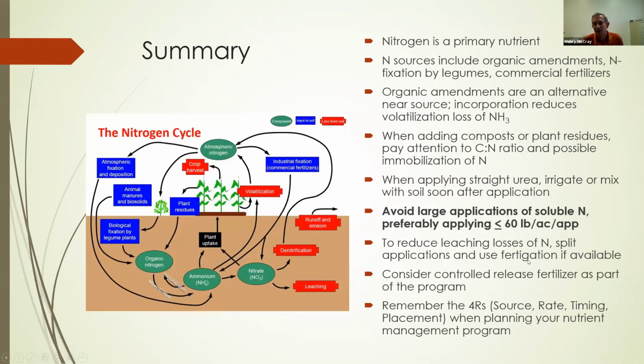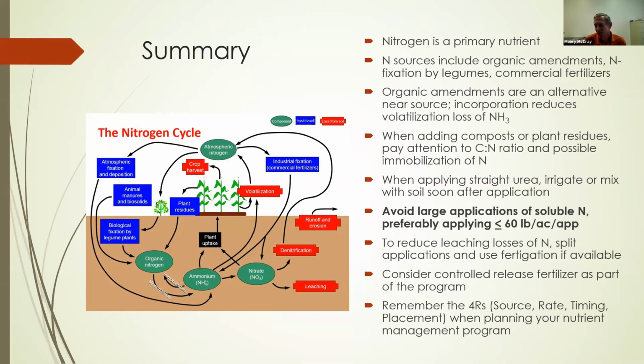So in summary, it's important to remember that nitrogen is a primary nutrient, meaning that it's needed in large amounts by the crop. And so it's important to put it out there and have it available for the crop when it needs it. Nitrogen sources include organic amendments, nitrogen fixation by legumes, and commercial fertilizers. Organic amendments are an alternative, and near the source, incorporation reduces the volatilization losses from ammonium.